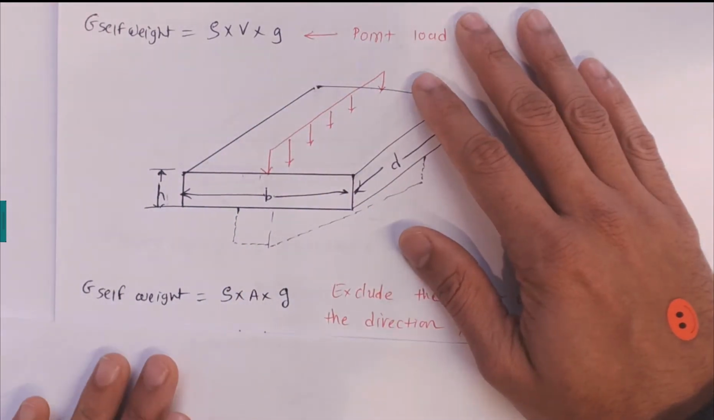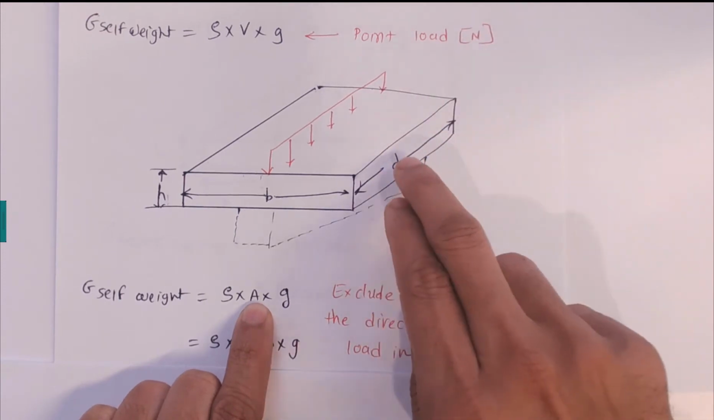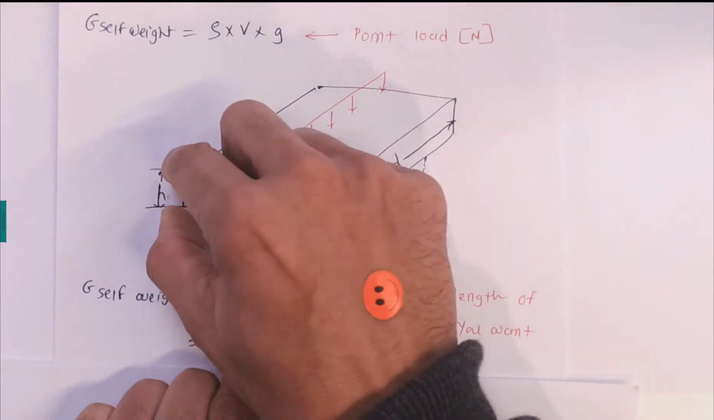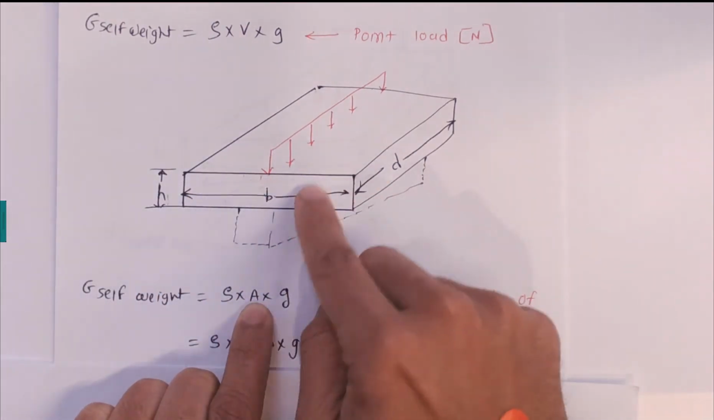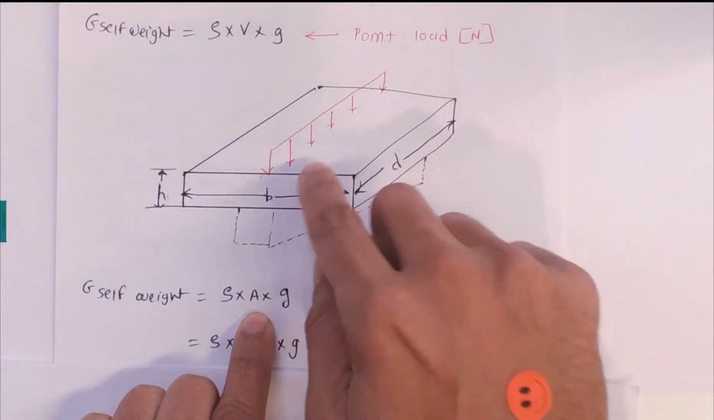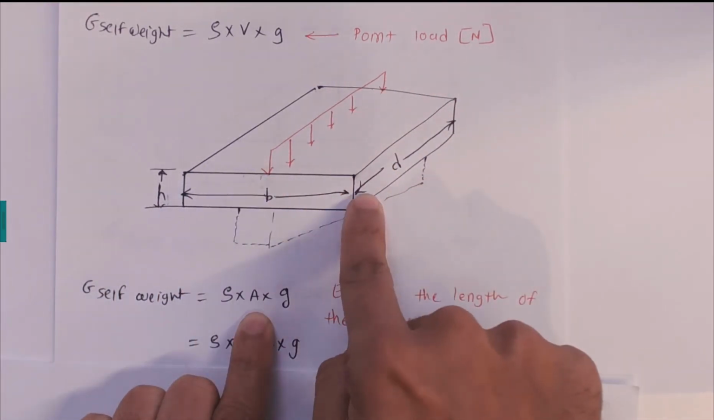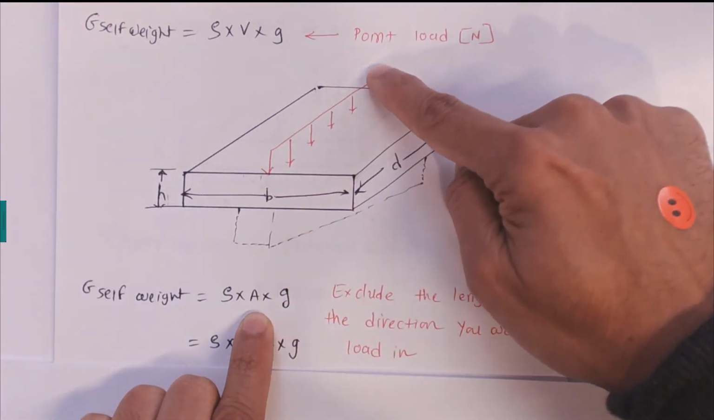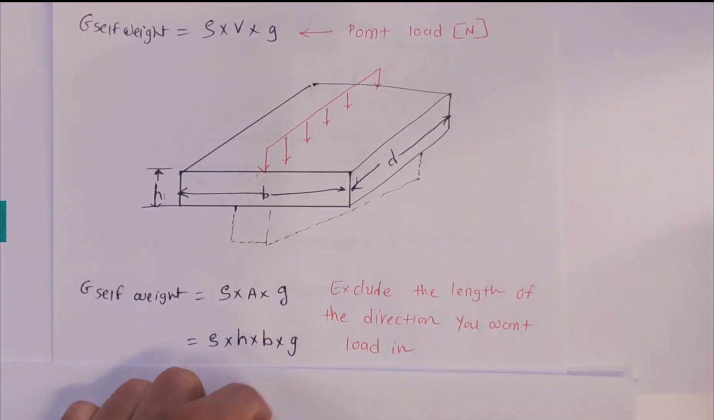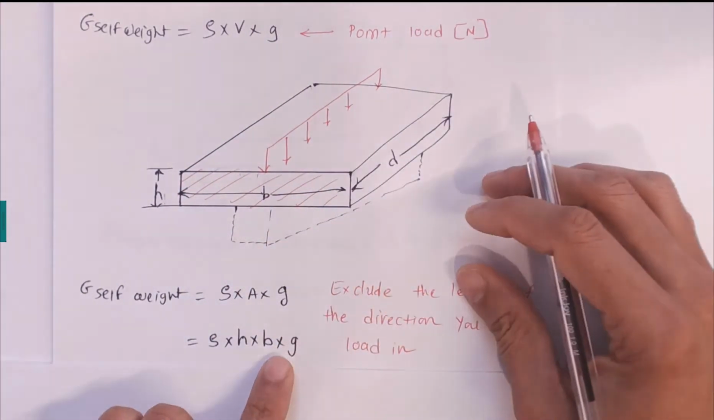Now there is a concept here that we need to use to get this area. Now we have two areas. Either we can take height times D, or we can take height times B. To get the load for this calculation, the area that you need to look for is the perpendicular area. So if you are looking for this UDL load, we need to get this area, which is the perpendicular area.